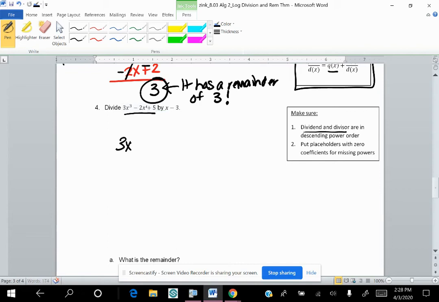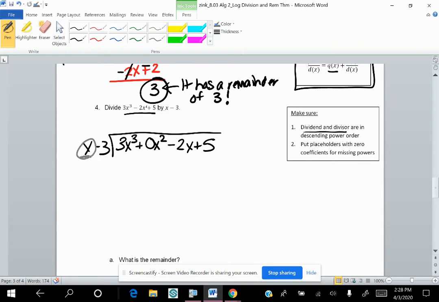So when we write it out, we're going to do 3x to the third plus 0x squared, because 0 times anything is 0. So I'm not changing the expression right here. I'm just adding in a placeholder to make it look a little different, which will be helpful when we're dividing. Divided by x minus 3. So again, we're only going to focus on the x. And we're going to look at the first term. So x times what gives me 3x to the third, and that's 3x squared.